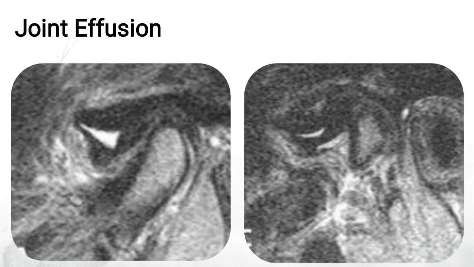Here's a case of joint effusion. You should first localize the condyle, then the articular fossa and eminence. Between them, there will be synovial fluid. In the upper compartment, this white shadow, this white color, is the effusion or high water content due to inflammation or effusion in the upper joint space. And on the right side, the effusion occurs in the upper and lower joint space. You can see the high water content reflected in this white color.